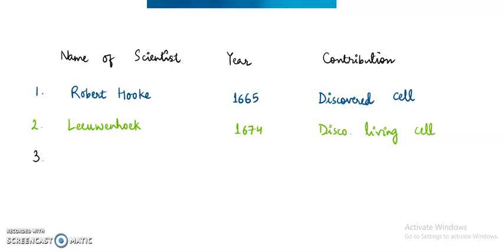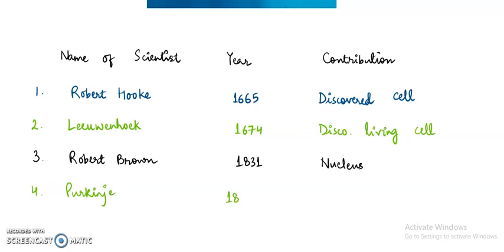Next contribution that we have to study is of Robert Brown. He discovered nucleus in the year 1831. Now we move on to next scientist, and next scientist is going to be Purkinje. In 1839, he coined the term, means he gave the term protoplasm. As soon as we are done with this, we will also see what is actually the protoplasm.